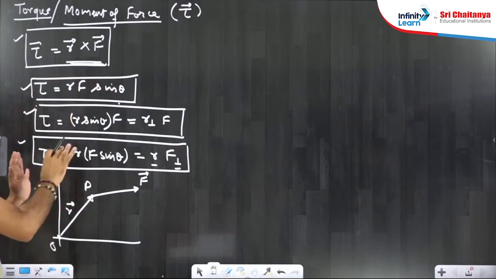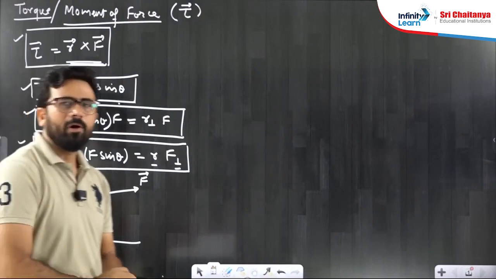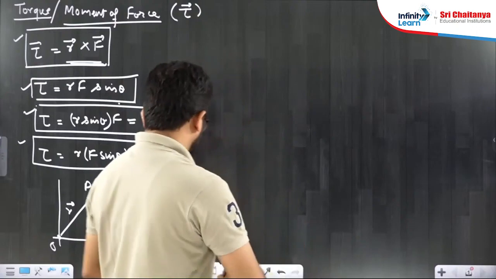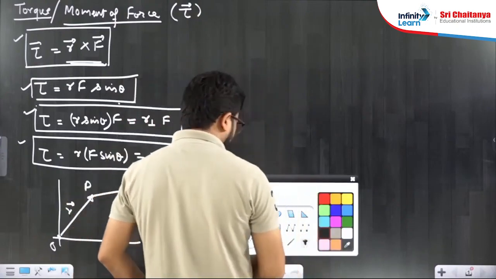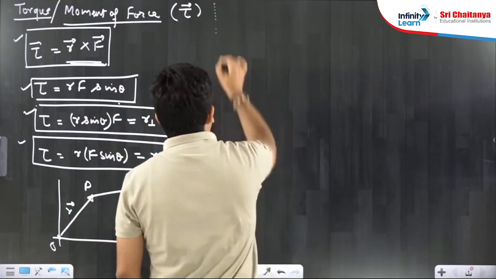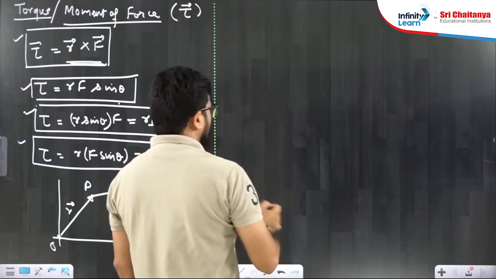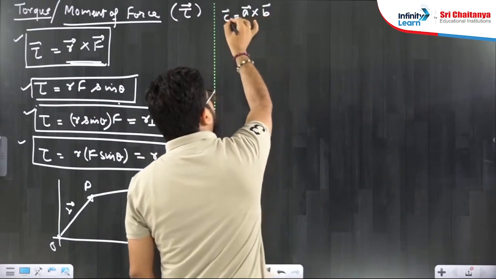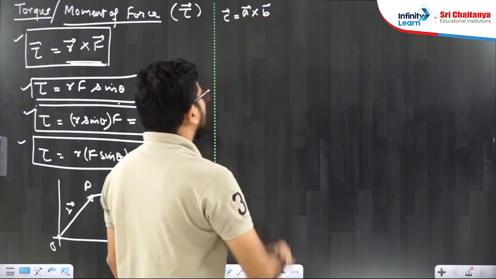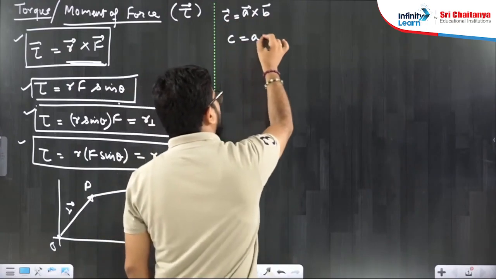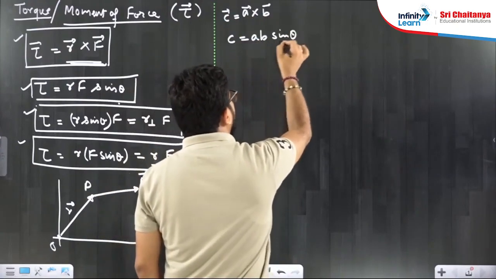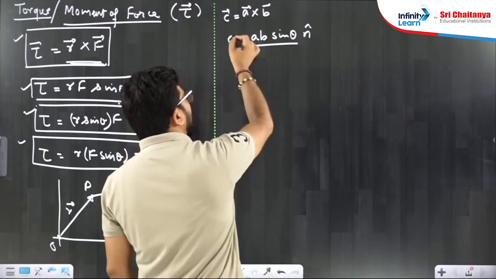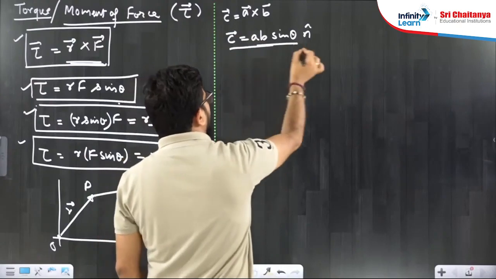So cross product, I am giving a little idea. Everyone already knows about the cross product. I am just revising for you, and you will understand how to put the cross product. Suppose A cross B vector is equal to C vector. That means C can be written as A into B into sin theta, and one more term, the n cap. What is the n cap? I will tell you, don't worry about it.